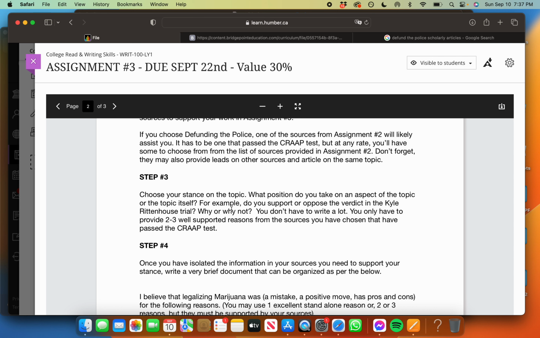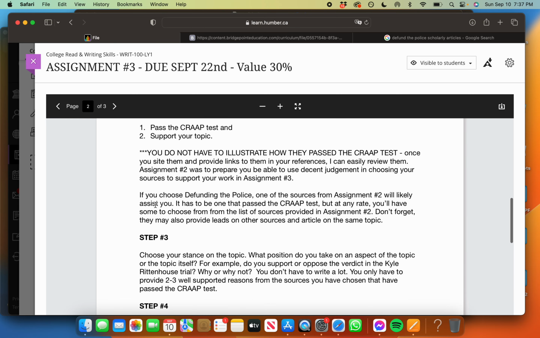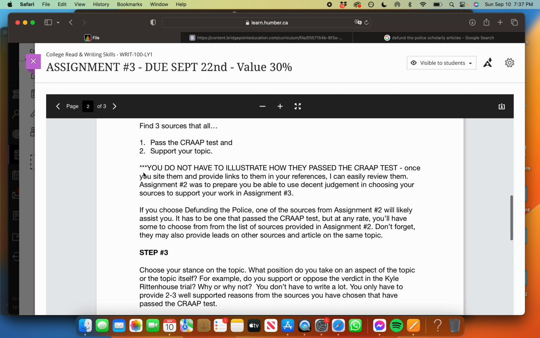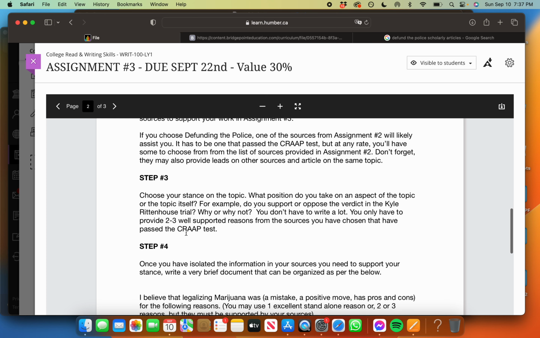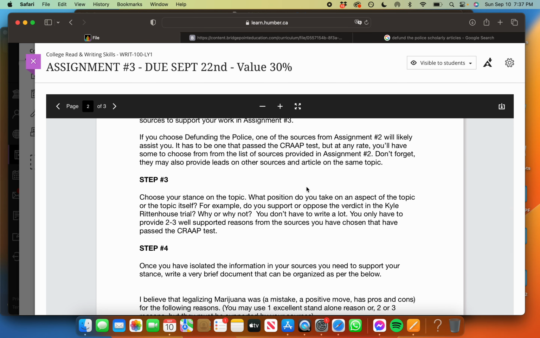Okay. Step 3, choose your stance on the topic. What position do you take on an aspect of the topic or the topic itself? Now, again, your stance might change as you browse. You might say, oh, wow, there are more scholarly articles on this corner of the topic that I wasn't considering before, so I might want to change it. So finally choose your stance on the topic after you've had a chance to look through the availability of sources. What position do you take on an aspect of the topic or the topic itself? For example, do you support or oppose the verdict in the Kyle Rittenhouse trial? Why or why not?